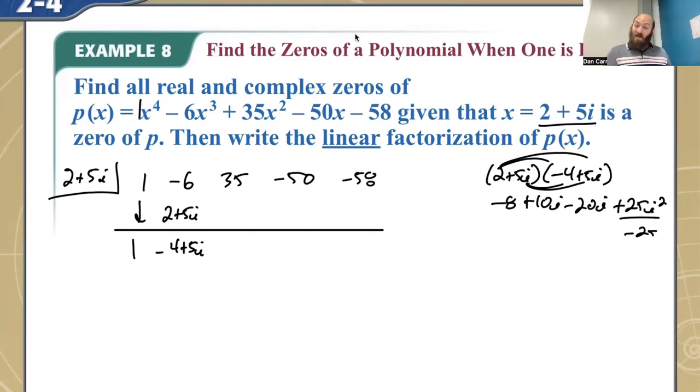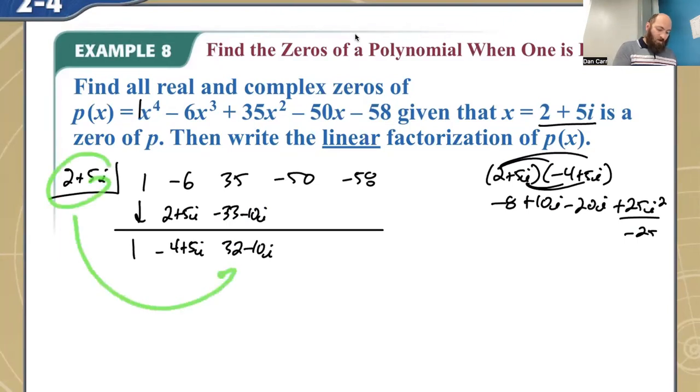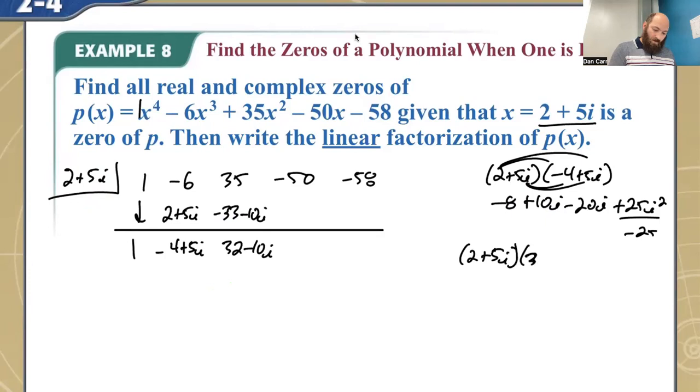I can combine that with a -8. So I'm going to have a -33. And then I have 10 minus 20 is going to give me a -10i. Whew. All right. So 35 minus 33, I can combine those two values, and I get a positive 32 minus 10i here. Okay. So once again, I'm going to take this and distribute with this. So got 2 plus 5i times 32 minus 10i.